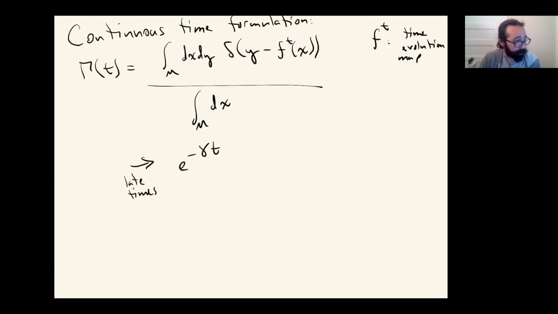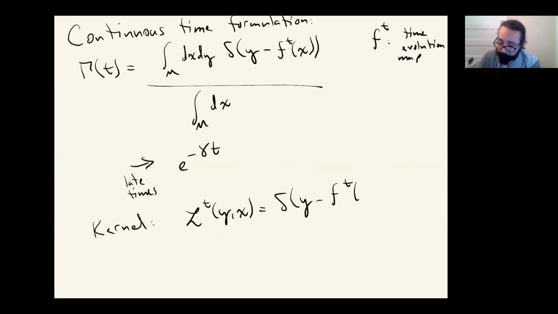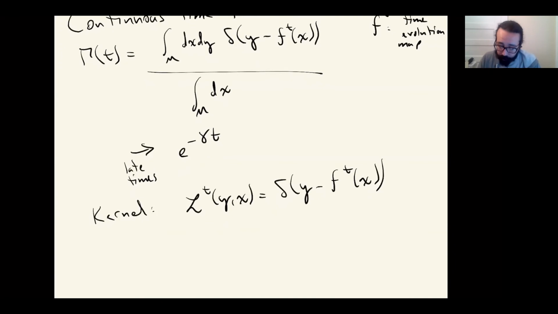But I think the real interesting feature of this expression is that the structure is that we really care here about the kernel, which I'm going to call curly L sub t. It's a function of 2 variables, and it's just this delta function. And so we can schematically say that gamma of t is, in some fancy functional analysis type way, the operation of this kernel on some initial density.